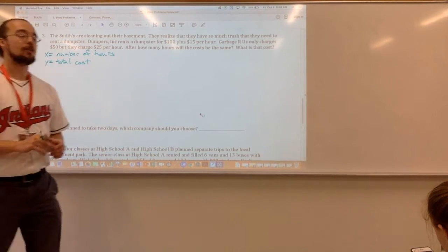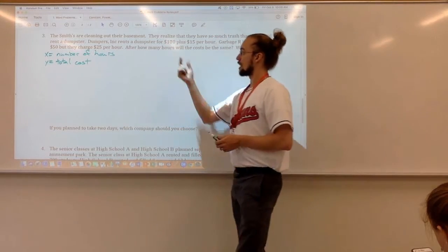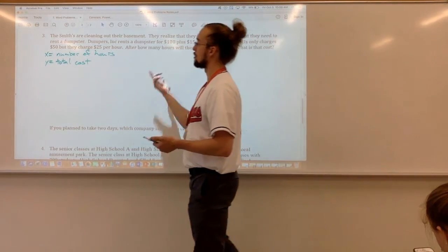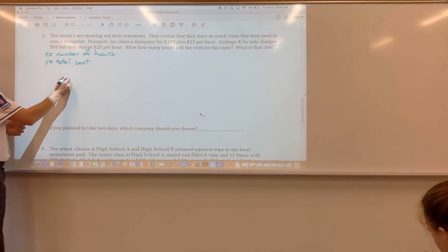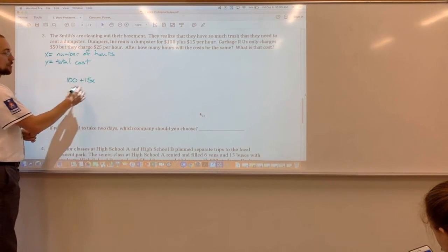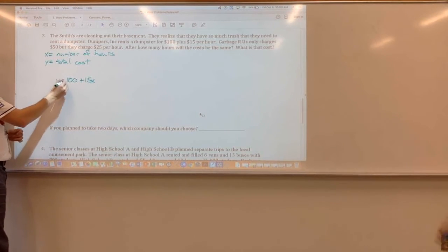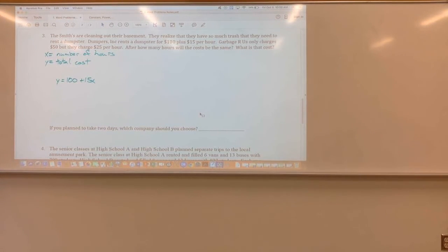Not quite. The reason this one is a little different than the other 3 that we've done is that we're given a constant term here and then something that changes. Dumpers Inc. costs $100 to bring the dumpster out, and then another $15 an hour. That $100 doesn't change; there's no variable associated with it. But then it's $15 per hour. So my first equation, the total cost, is going to be equal to 100 plus 15 times the number of hours.